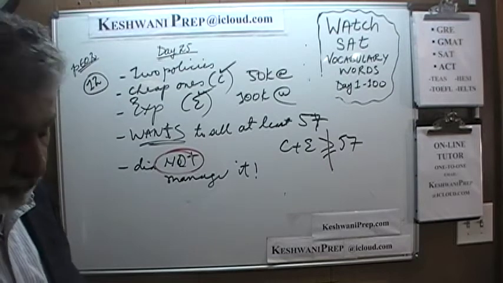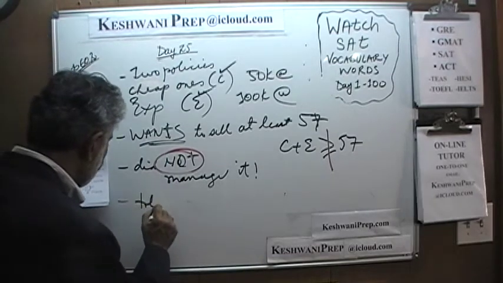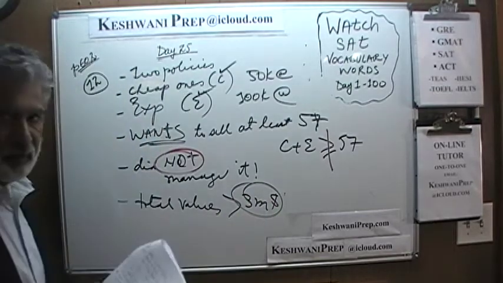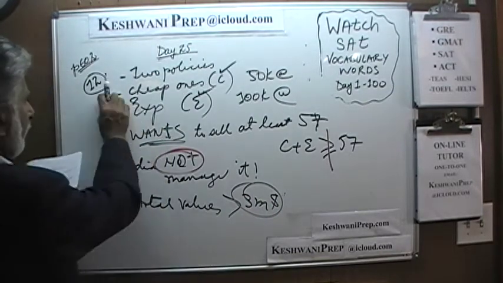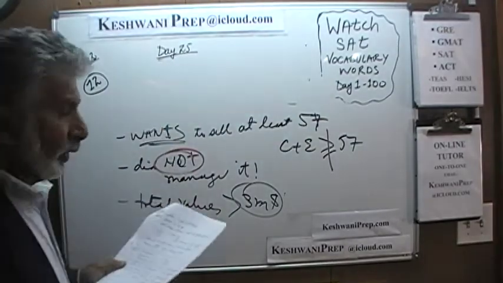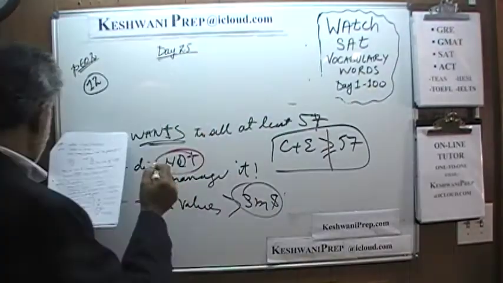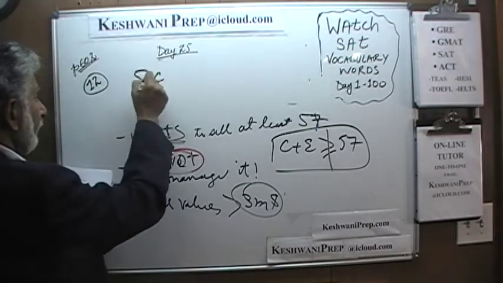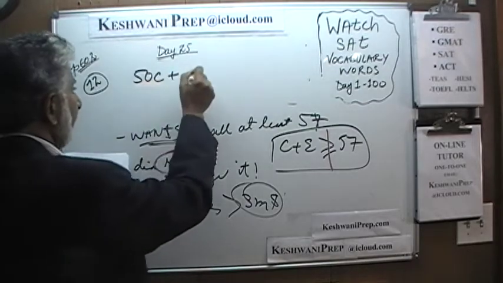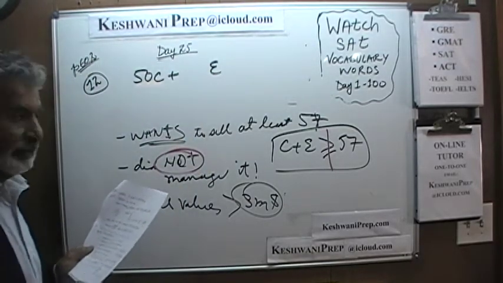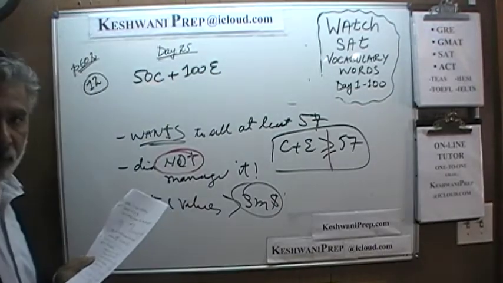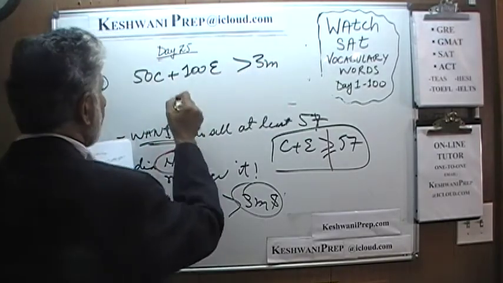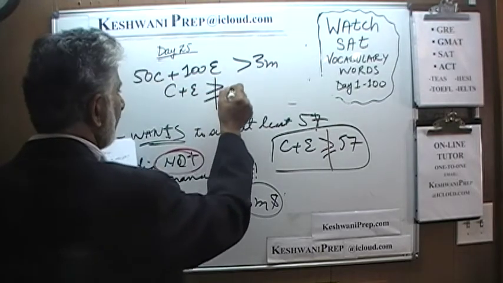The last thing they tell us is that even though he did not manage his goal in terms of number of policies that he wanted to sell, he did manage to sell a total of 3 million dollars worth of policies. So let's look towards the top. We already have one inequality right here. Here's another inequality. If he sells C number of cheap insurance policies and each one of them is $50,000, that represents the value of the cheap insurance policies. And if he sells E number of expensive insurance policies and each one of them is 100,000, 100 times E would represent the value of the expensive insurance policies, and we are told that this value is greater than 3 million. And we also know that C plus E is not greater than 57.